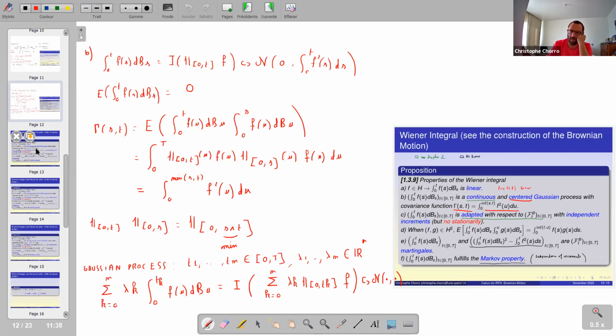And of course, if you take f equal to 1, you recover the Brownian motion, and you prove in this way that you have a continuous centered Gaussian process with a variance covariance function. If I plug 1 here, I obtain just the minimum between s and t. That is exactly the variance covariance function of the Brownian motion.